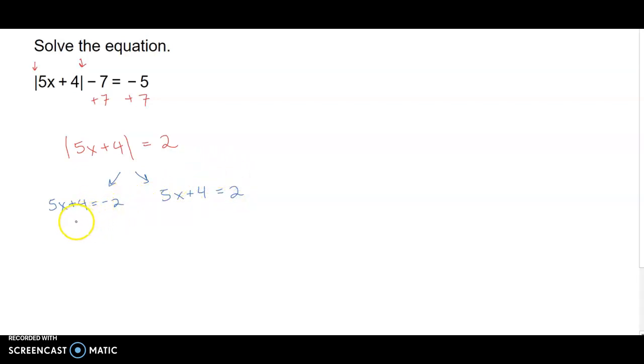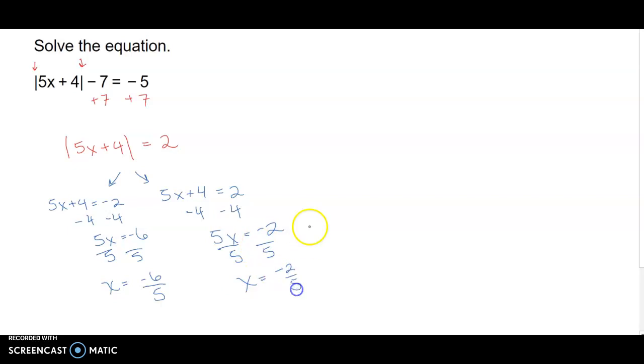So we're going to subtract 4. 5x equals -6. Divide by 5. Oop, that was a little off. X equals -6 over 5. That's one answer. And then subtract 4 here. 5x equals -2. Divide by 5. And x equals -2 over 5.